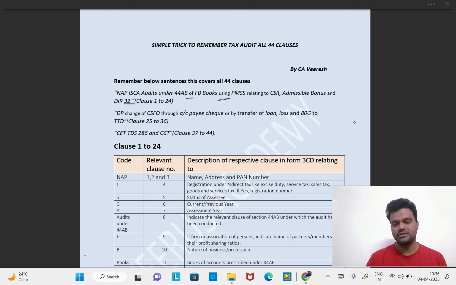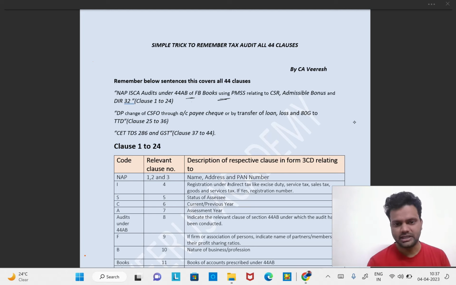NAP, you all know, is a short slip. ISCA is a subject earlier called ISCA, Information Systems and Control Audit. When you used to read this subject, many commerce students, because this subject is not relevant to commerce students, used to get a NAP. So NAP ISCA. Audits under 44AB: when you are performing audits under 44AB using the ISCA subject, you are getting a NAP. So don't try to bring any logic from this sentence. This sentence was created only to remember these clauses. There is no logic in this entire sentence.